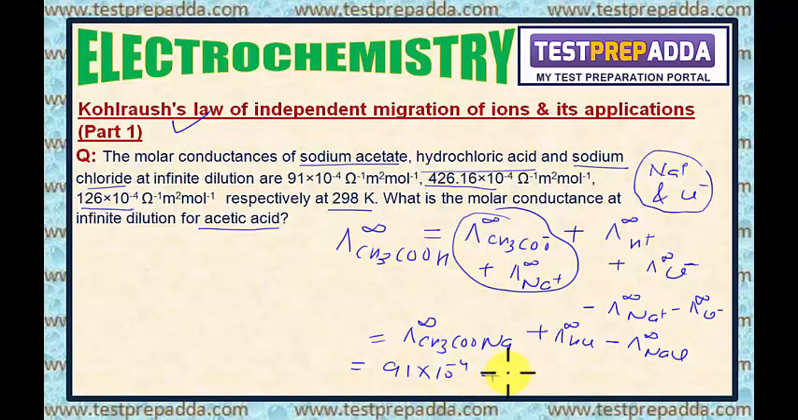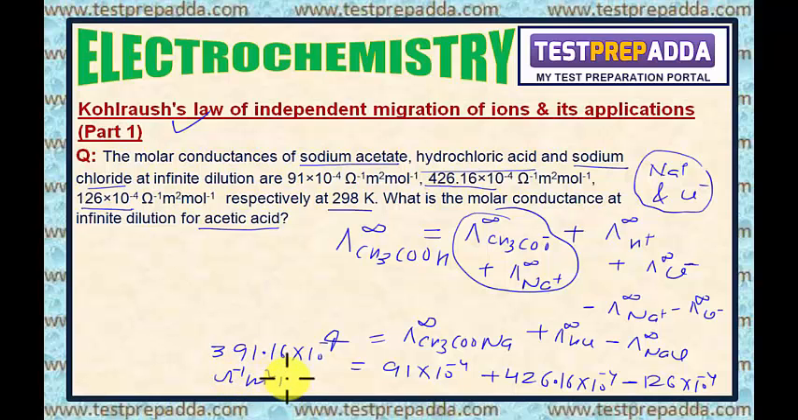For HCl the value is given as 426.16 into 10 raised to minus 4, and for NaCl the value is given as 126 into 10 raised to minus 4. And if you solve, the value comes as 391.16 into 10 raised to minus 4 ohm inverse meter square mole inverse. So this is the molar conductance at infinite dilution for CH3COOH.